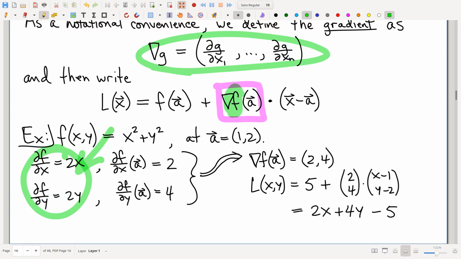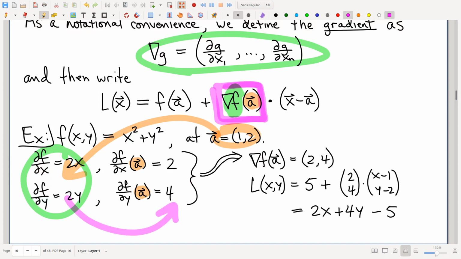Then again, of course, we need to evaluate at the point A, so I need to plug in the point A and see what we get. The values that we get when we plug in are 2 and 4, and that goes there. Very plug and chug. Yes, the 2 goes to 4 because it's like x and then y. Yeah, that's right.